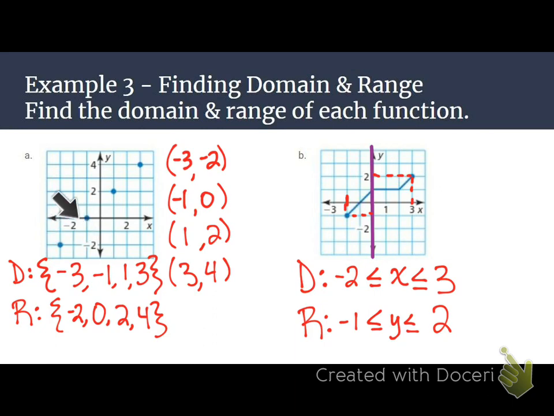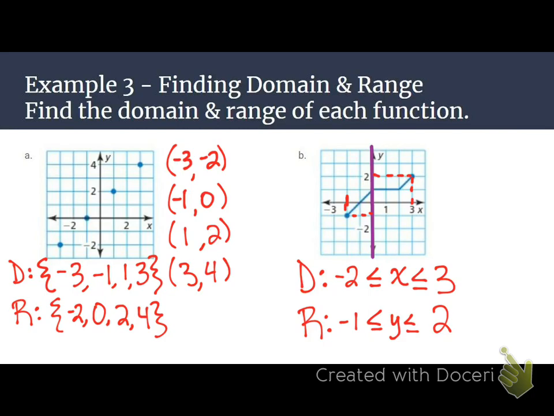Okay, so if you're given individual points, you can just list the numbers. But if you're given a graph that has some sort of line on it, you're going to have to use your inequality symbols to do it. We ready to move on from this?